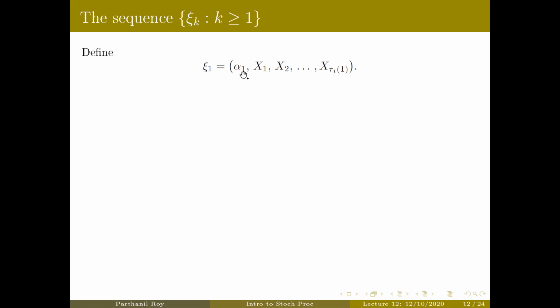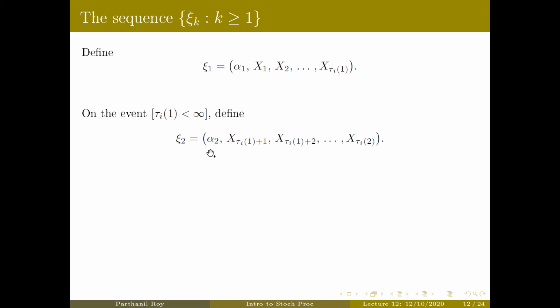On the other hand, it's possible that alpha 1 is infinite. The first return time is infinite, in which case this is an infinite length vector. Suppose it's a finite length vector, okay? Suppose the first return time is finite. On that event, we define the second element of this sequence, psi 2, to be the same thing about the second excursion. What you do is look at the second excursion length followed by the second excursion itself. Of course, the second excursion is well defined because this is finite. Only on this event this is well defined.